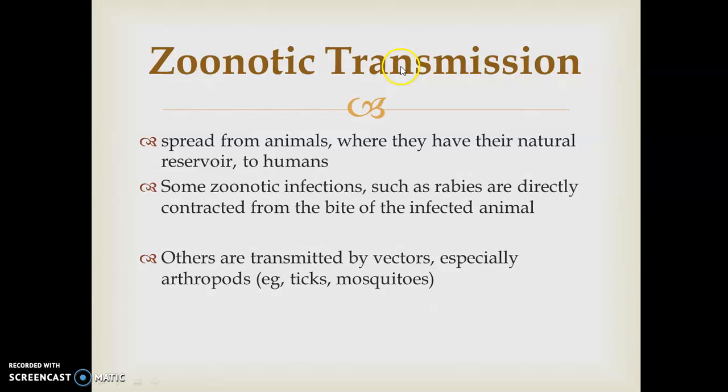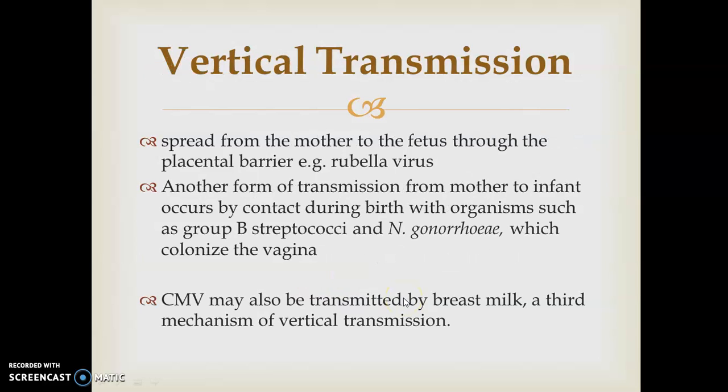The other is zoonotic transmission. Zoonotic transmission means that infections are transmitted from animals to humans. These organisms have their natural reservoirs in animals, and from animals they are transmitted to humans. Some zoonotic infections, such as rabies, are directly contracted from the bite of the infected animal, while some are transmitted by vectors, for example, through arthropods. The vectors may be ticks or mosquitoes.